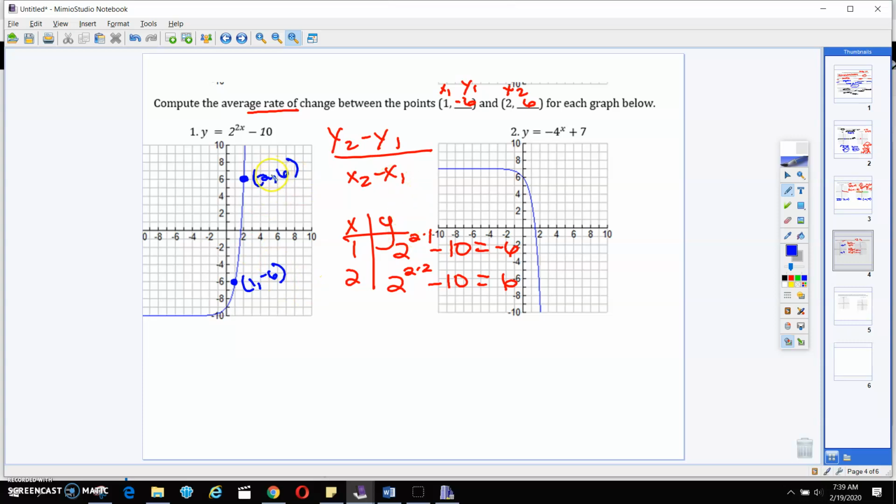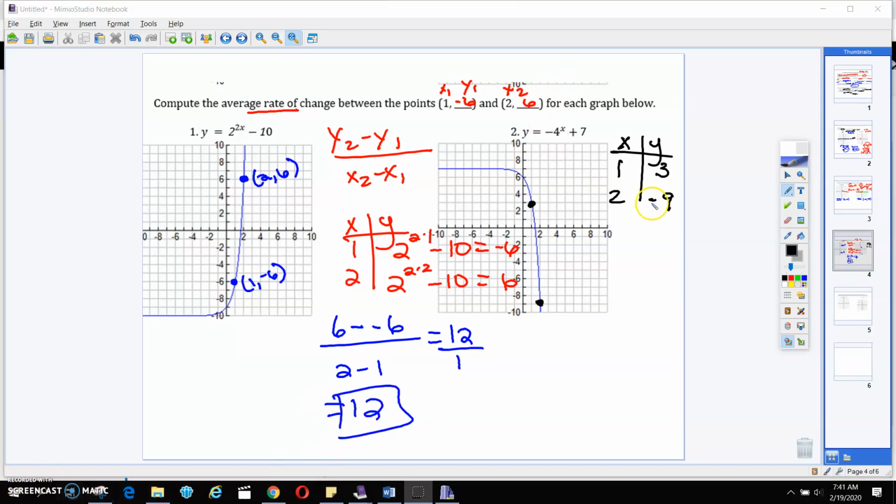So we're going to take both of these points and we're going to plug them into this equation. So we're going to say 6 minus negative 6 divided by 2 minus 1. So 6 minus negative 6 is going to give us 12. 2 minus 1 is going to give us 1. So my average rate of change is going to be 1.